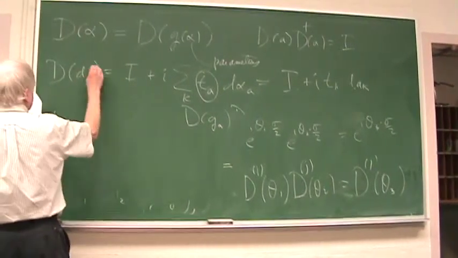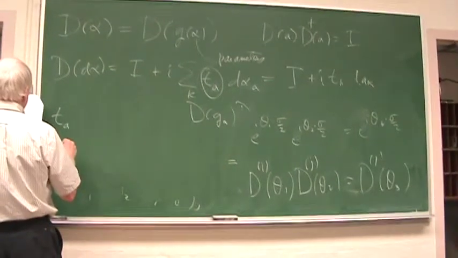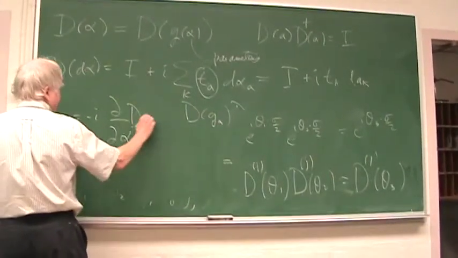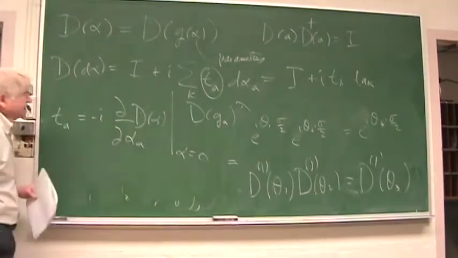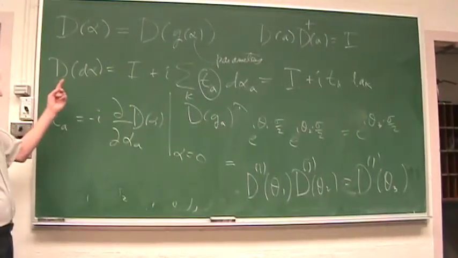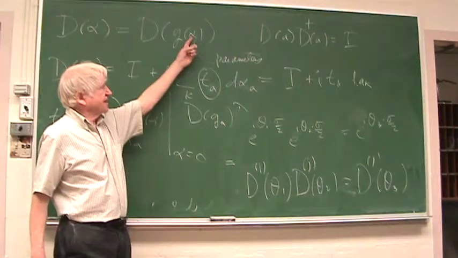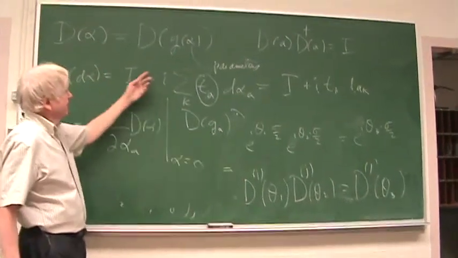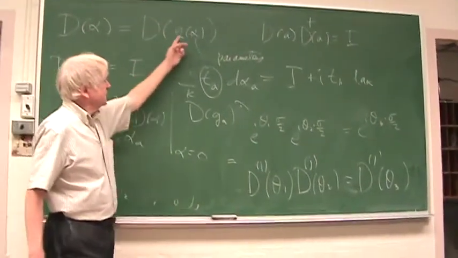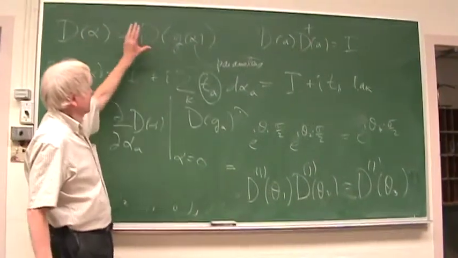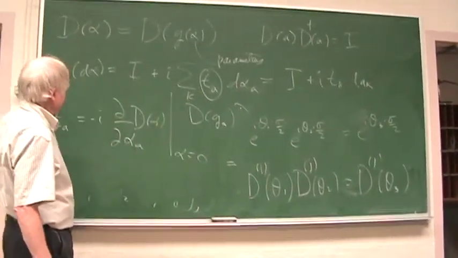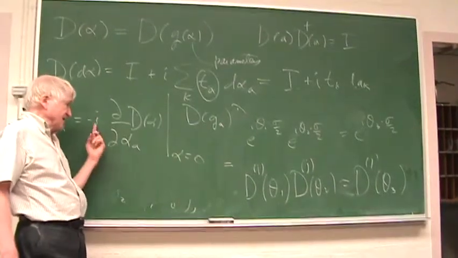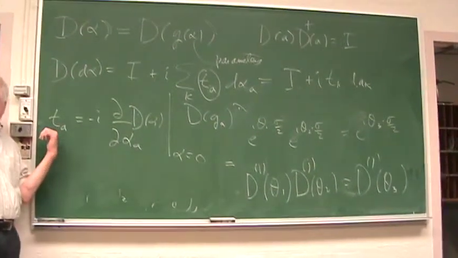Then T_A is simply minus i times the partial derivative with respect to α_A of D(α) at α equals 0. So that's what the generators are. In other words, we have a set of parameters, might be n parameters. We'll use A as an index for the parameters. They label the group element G(α), which has a matrix D(α). If we take the partial derivative of D(α) with respect to α_A, multiply by minus i, and set α equal to 0, that's the generator T_A.